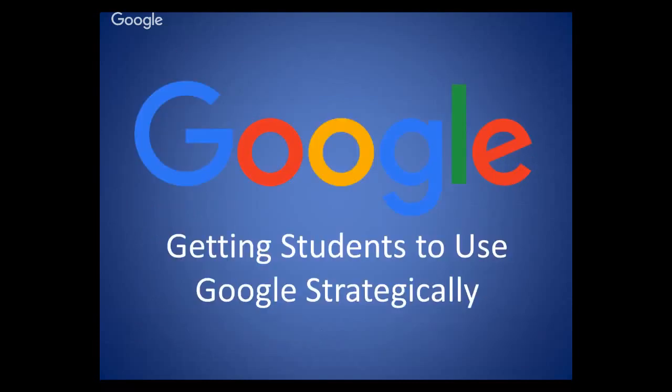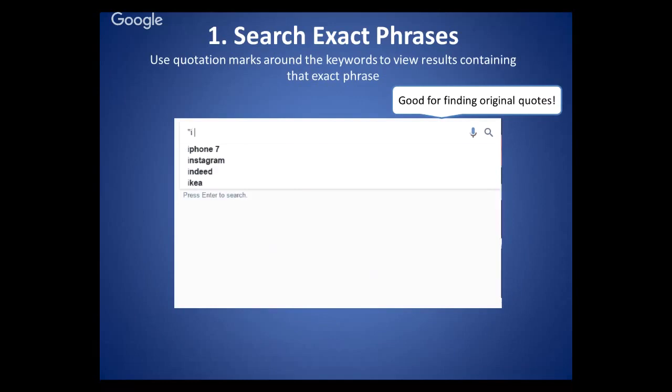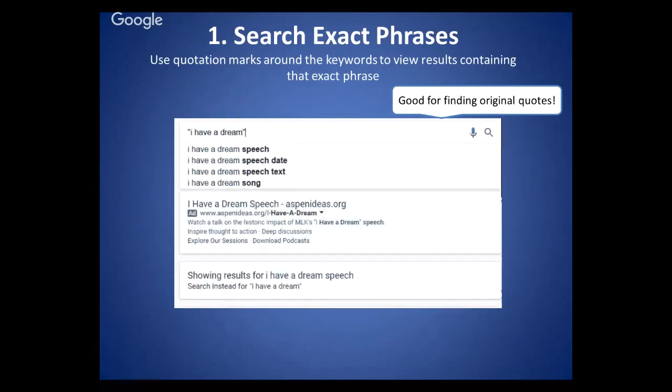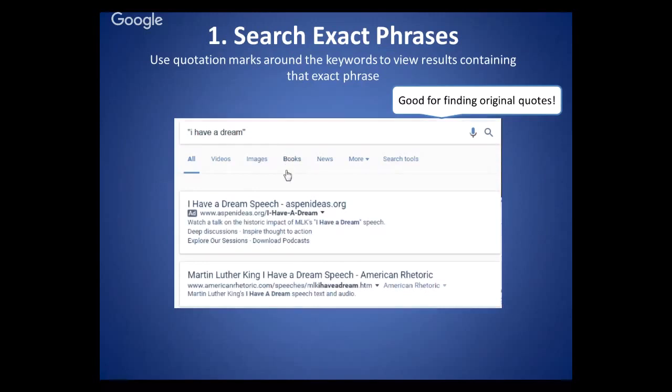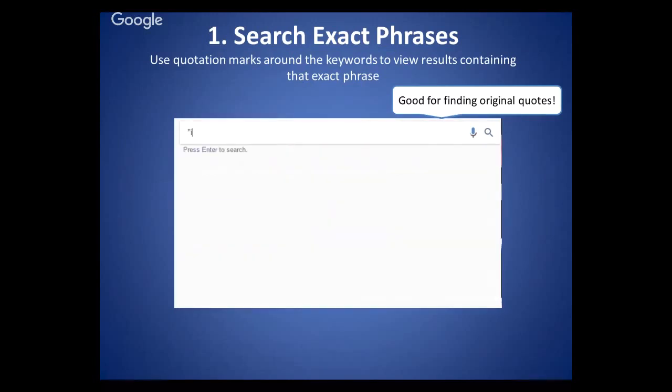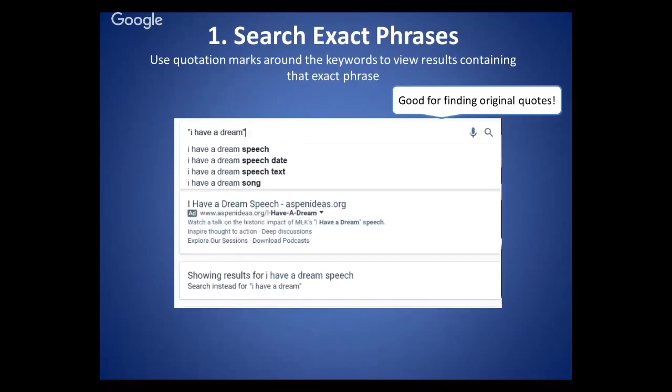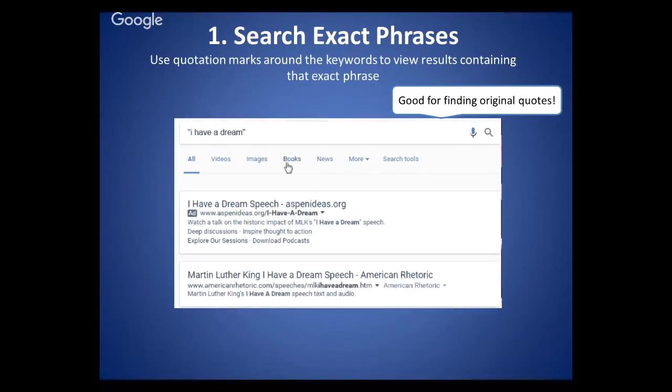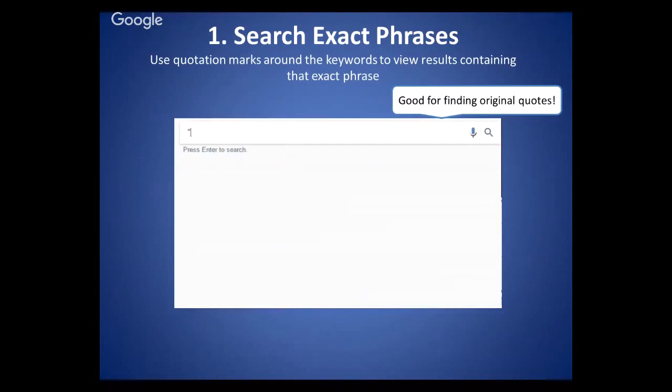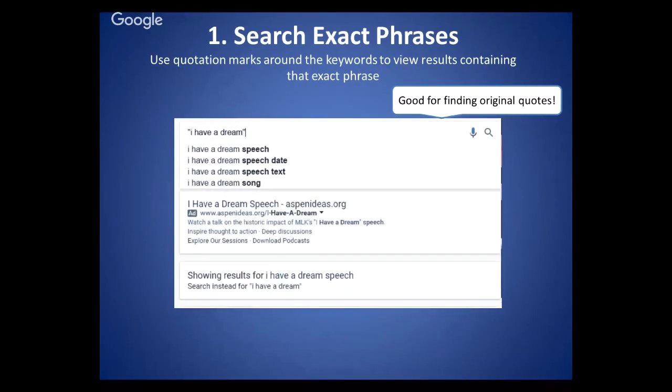So, we've been talking about Google a lot, but how do we get students to use it strategically? We're going to be going through some tips. A lot of students will call these hacks, and they show how you can really narrow down results and save time. So the first one is searching exact phrases. It's really great for finding original quotes. You type into Google, around quotation marks, exactly what you're looking for, and it'll narrow down the results that way.